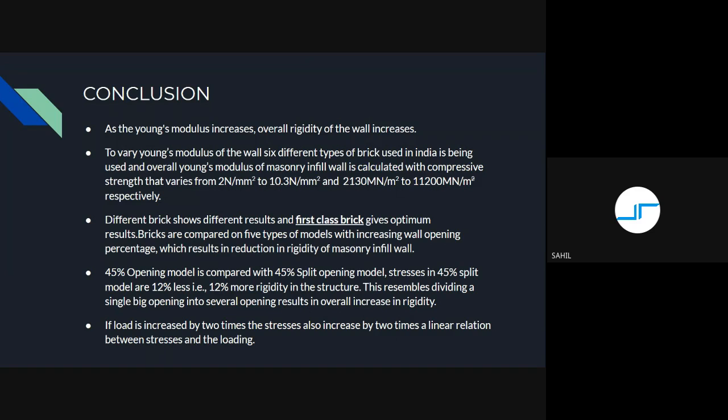Bricks are compared on 5 types of model with increasing wall opening percentages, which results in reduction in rigidity of a masonry infill wall. The 45% opening model is compared with the 45% split opening model. The stresses in the 45% split model are 11 to 12% less, that is 11 to 12% more rigidity in the structure. This resembles dividing a single big opening into several openings, which results in an overall increase in rigidity.